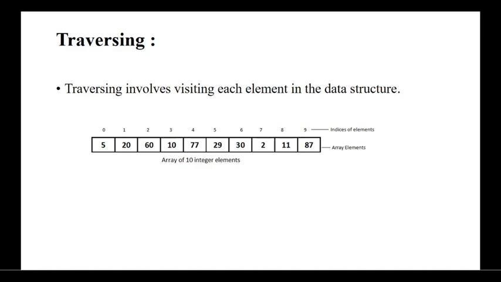Why do we need to visit each element one by one? Think that you want to display the elements of the data structure, or take the example of an array. If you want to display the elements of an array, then you have to visit each and every element. So this is the importance of traversing. Mainly, you have to visit each and every element of the data structure, and that operation is called the traversing operation.